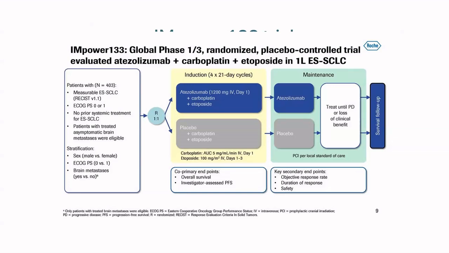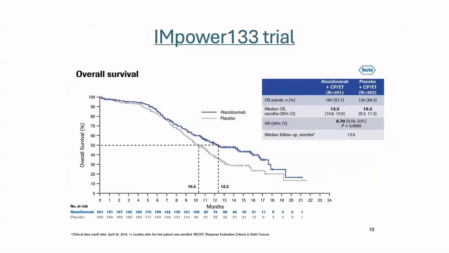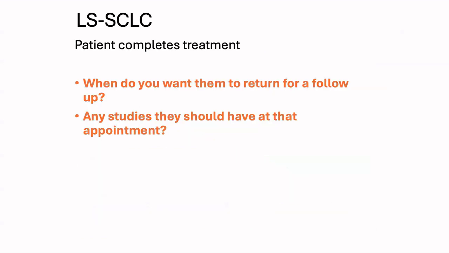In the extensive stage cohort of patients, where the backbone of treatment is systemic therapy, carboplatin and etoposide, commonly atezolizumab, the addition of atezolizumab has also been shown to be of benefit. Here, the survival differences were a lot smaller as compared to the limited stage cohort.